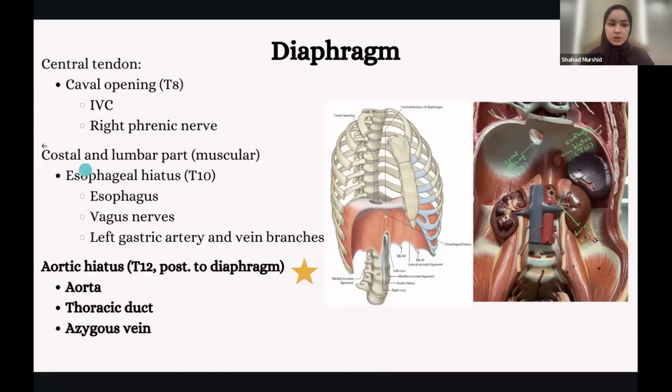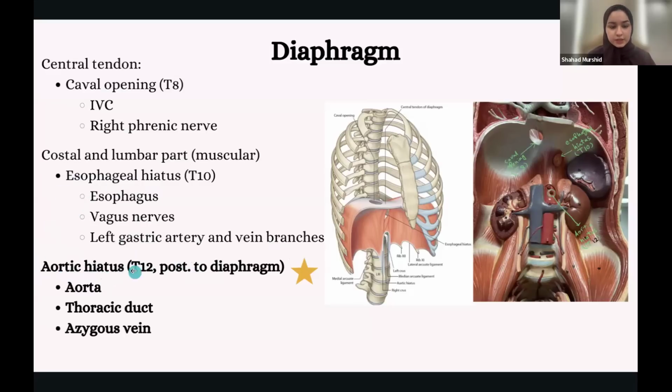And then you have the costal and lumbar parts, or the muscular parts. They have the esophageal hiatus. The esophageal hiatus is at T10, and it carries 3 things: the esophagus, obviously, and then the vagus nerves, which supply the esophagus, so they go with it. And then you also have the left gastric artery and vein branches. So these are all part of the esophageal hiatus.